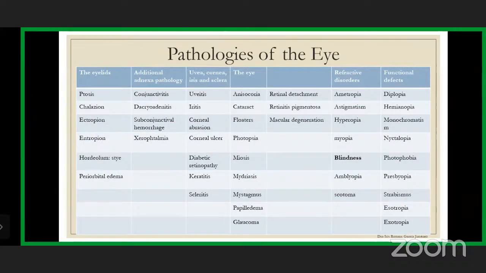Talking about the pathologies of the eye, of course, we have a lot of situations to take into account, from the highlights, additional pathologies, the uvea, cornea, iris, and sclera, and again another list. The eye as its own structure, the refractive disorders, functional defects. So consider this slide as a very important one.